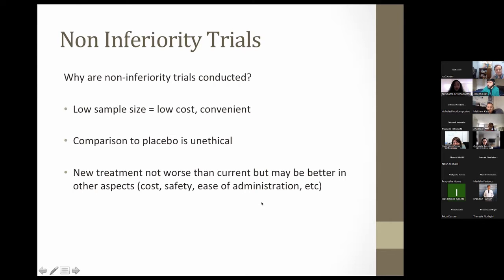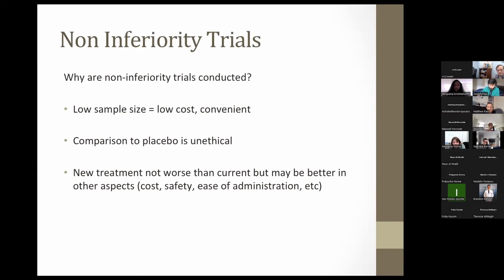So a non-inferiority trial, in comparison to either a superiority or an equivalence trial, requires a low sample size because the difference in the effect is lower than in a superiority or an equivalence trial. So these trials end up being low cost and more convenient. And like Noor said, if you have a standard of care, you're not going to compare this new medication to a placebo because that's unethical. So just proving that the new treatment is non-inferior to the standard of care is sufficient.